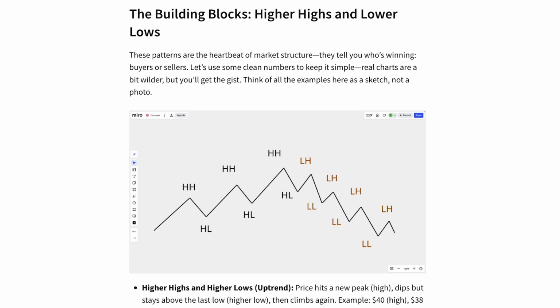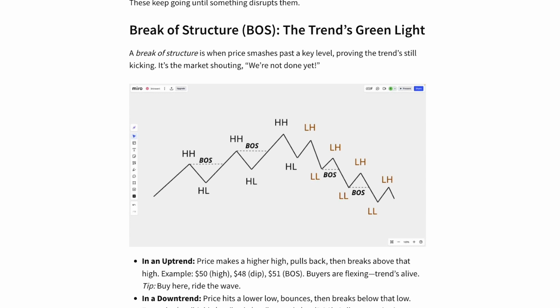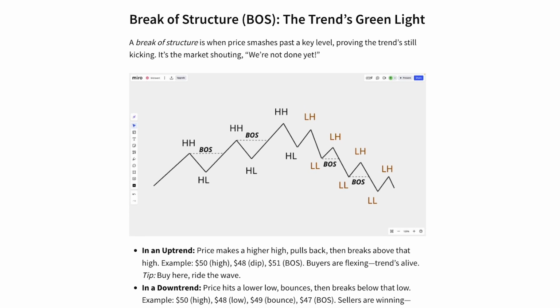They tell you who's winning, the buyers or the sellers. So higher highs and higher lows. And then the other aspect of it, and we're going to jump over to a diagram right away, is called a break of structure. So the break of structure is the trend's green light. A break of structure is when the price smashes past a key level, proving that the trend is still alive and still kicking. And that's a break of structure.